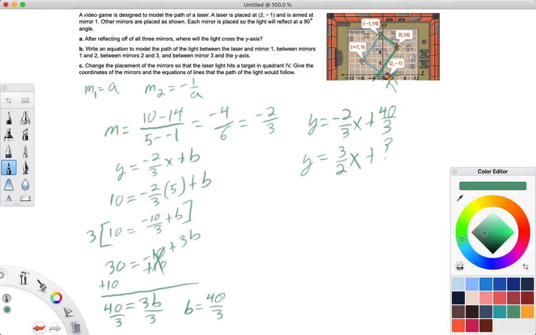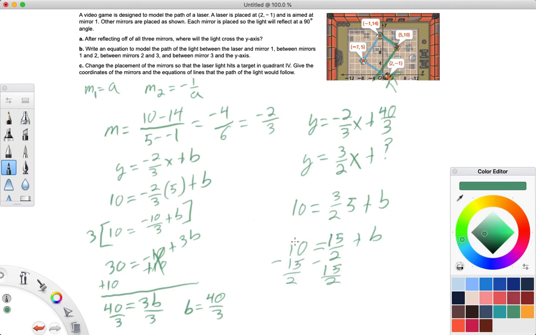Well, again, we have a point that this line is going through. It's going through other points as well, but we know it's going through (5, 10). So let's plug this in. 10 equals 3/2 times 5 plus b, and that's 15/2 plus b. So 10 equals 15/2 plus b. I'm going to subtract 15/2 this time instead of multiplying everything by 2. It'll come out the same.